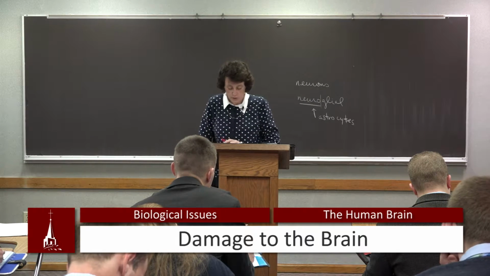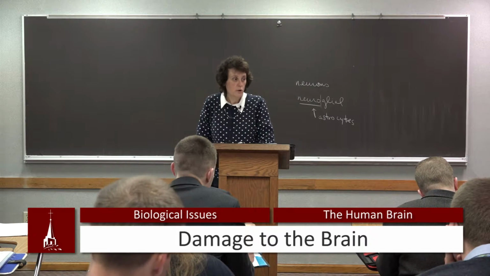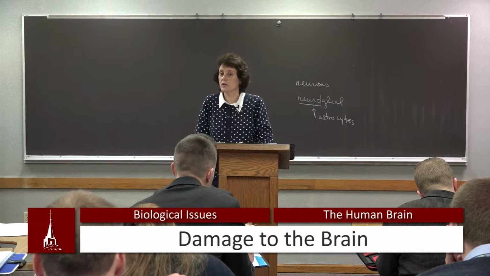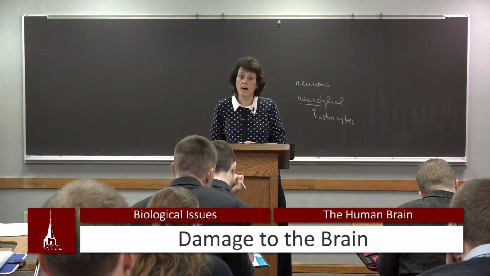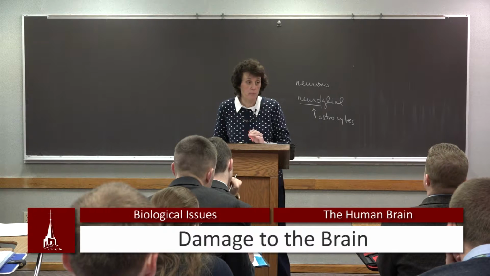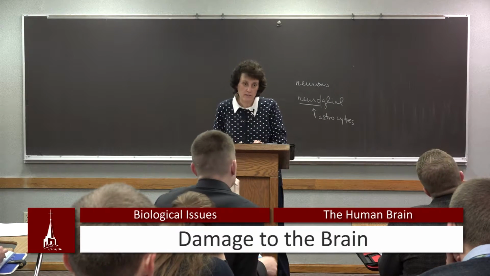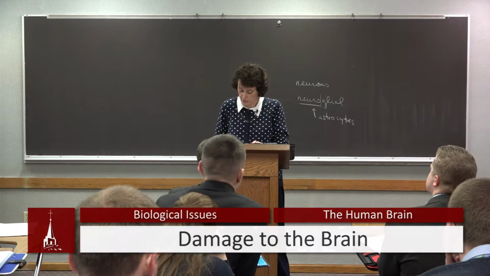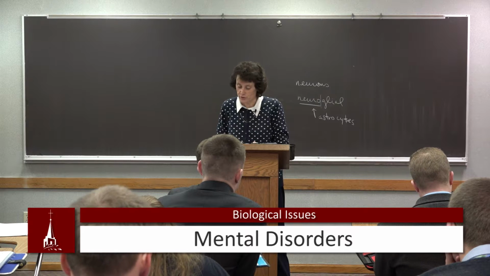Deterioration of the brain due to aging. So what happens when the brain is damaged? You're going to have loss and/or alteration of skill and function of both the physical brain, referring to the body, and the mind will also be affected due to brain damage. So that brings us to mental disorders.